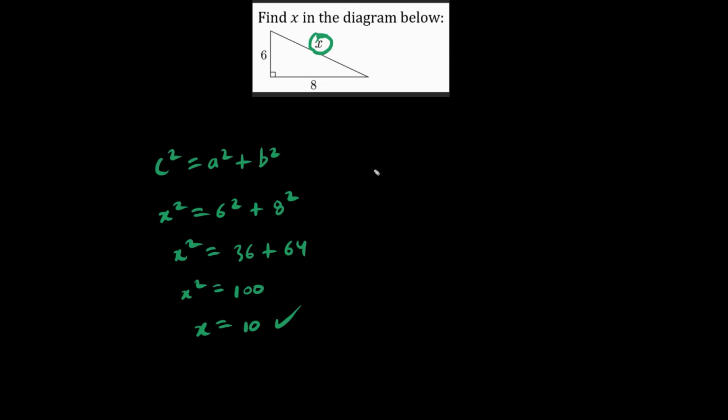A faster way to do this problem is to recognize the 3, 4, 5 triangle. If we had a triangle with lengths 3, 4, 5, we can just double each side. The 3 becomes a 6, the 4 becomes an 8, and the 5 doubled becomes 10.